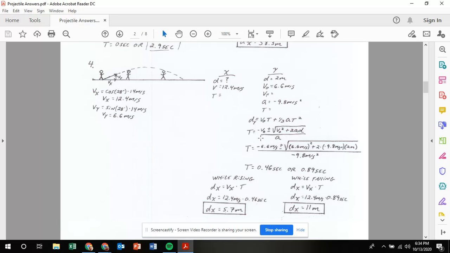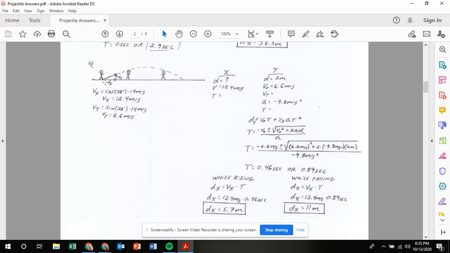It will help you. So time equals negative v naught plus or minus square root of v naught squared plus 2ad all over a. Plugging in my numbers, v naught is negative 6.6 meters per second. Then again, plus or minus square root of v naught, 6.6 meters per second, squared plus 2 times the acceleration of negative 9.8 times d, which is 2 meters, all over a, which is negative 9.8. Plug all that into my calculator, and I find that the ball will get to a height of 2 meters, either at 0.46 or 0.89 seconds.